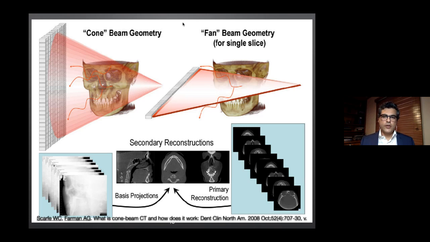So if you look here, the image in the top left shows how a cone beam CT scan is acquired, and the one in the upper right shows how a conventional CT scan is acquired. In cone beam CT, the detector is large and the shape of the beam is cone shaped, so it can cover a large area of the anatomy in just one go. It rotates around the patient's head one time and captures all that data.